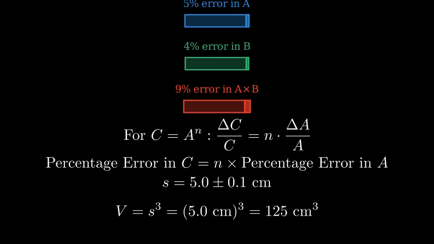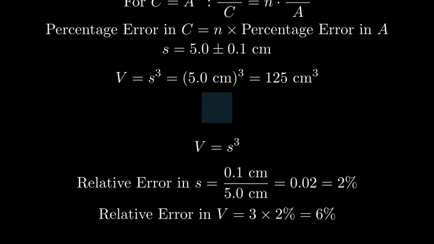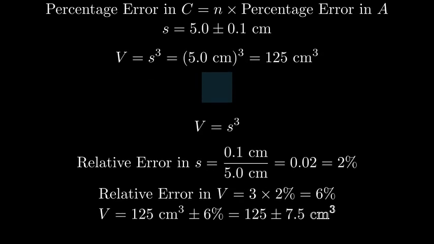or minus 0.1 centimeters, then the volume is s cubed equals 5.0 cubed equals 125 cubic centimeters. The relative error in s is 0.1 divided by 5.0, which is 0.02 or 2%. The relative error in the volume is 3 times 2%, which equals 6%. Therefore, the volume is 125 plus or minus 7.5 cubic centimeters.